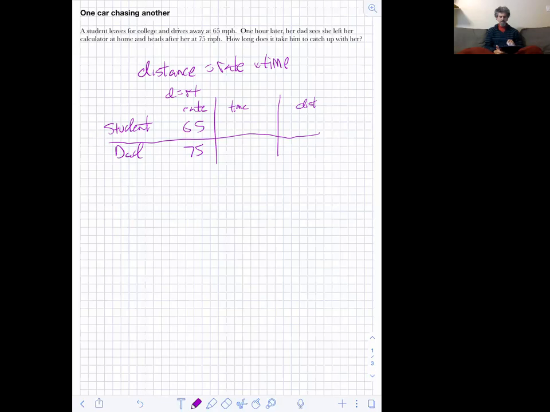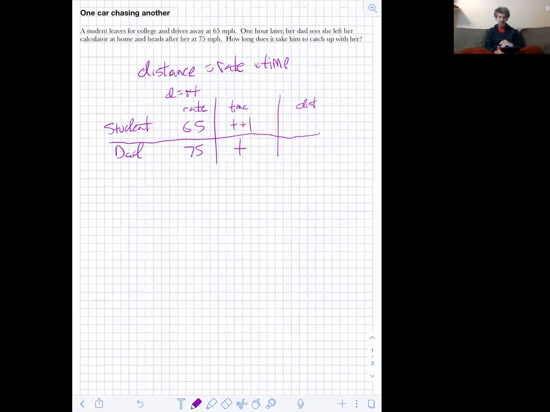Okay, if the dad leaves 1 hour later, then at that moment, the dad's time is 0, but the student's been going for an hour, so the student's time has got to work out to 1. So, okay, the dad's time will be t, and the student's time is the one that'll be t plus 1, because that's the one that when we plug in a 0, it's got to be 1 for the student and 0 for the dad.